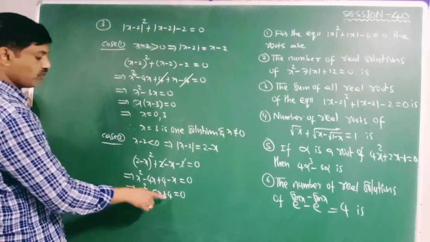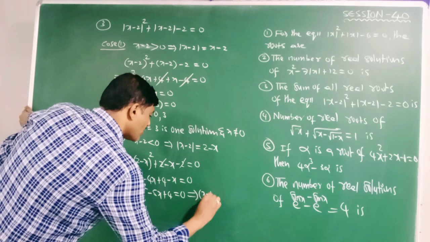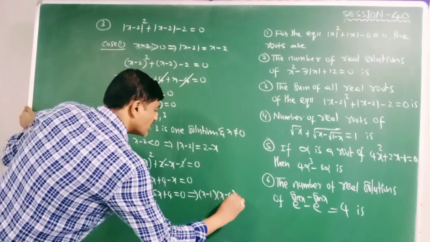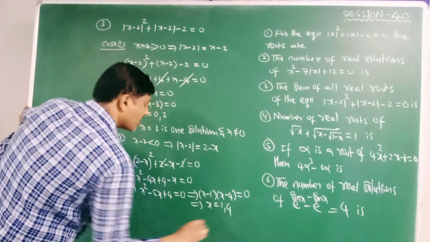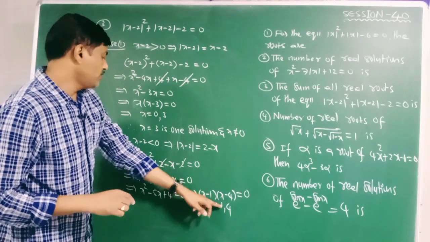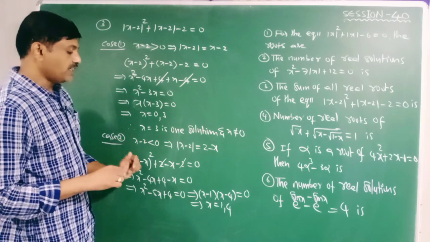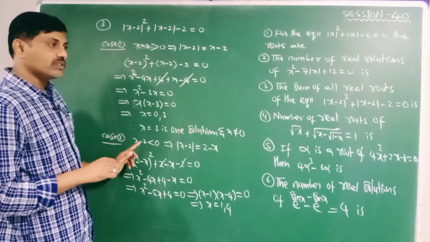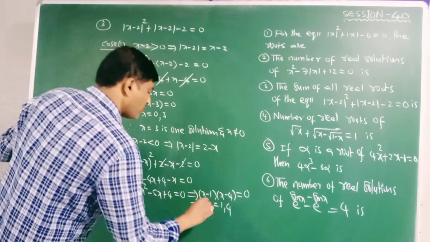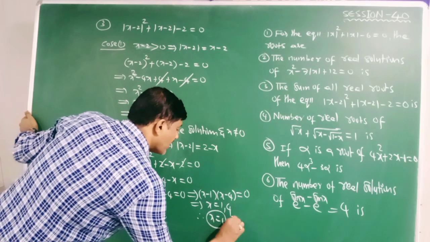As 4 ones are 4, 4 plus 1 is 5, this is x minus 1 into x minus 4 is equal to 0. Here x is equal to 1, 4. Here 4 minus 2 is less than 0? No, it is not possible. Now keep x is equal to 1 here, 1 minus 2 is minus 1, less than 0. Therefore in this case x is equal to 1 is one solution.